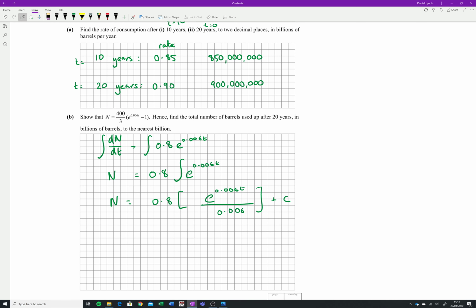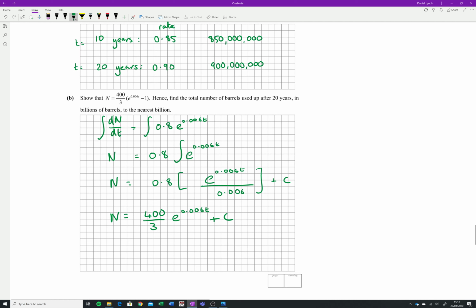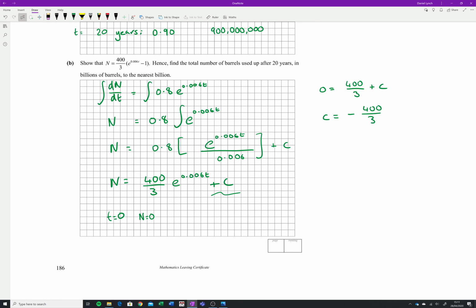This is nicely going to divide in there, and we're going to get 400 over 3 times e to the 0.006t. Even though c may come out as 0, it's not good enough to let that slide. We can work out what c is by saying that when time is 0, no time has passed, so the number of barrels used up is 0. That's a trick we often use. So N is 0 when t is 0. We get 400 over 3 times e to the power of 0, which is just 1, plus c, and we get that c is equal to minus 400 over 3.